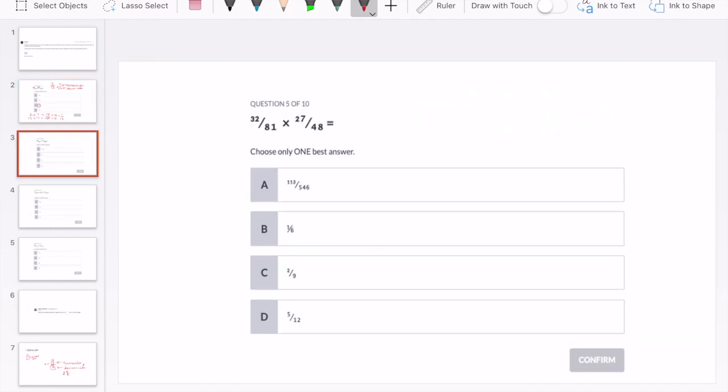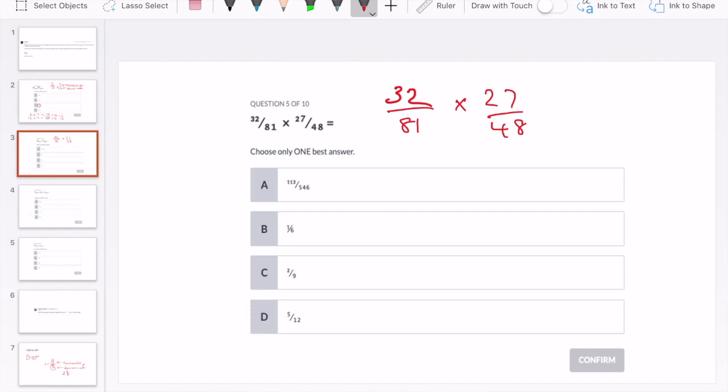Right, let's go on to the next one. This one says 32 over 81 times 27 over 48. I'm just going to write it a little bit bigger. So we've got 32 over 81 times 27 over 48. What we're looking for, in the numerators and the denominators, is whether there are any common factors.